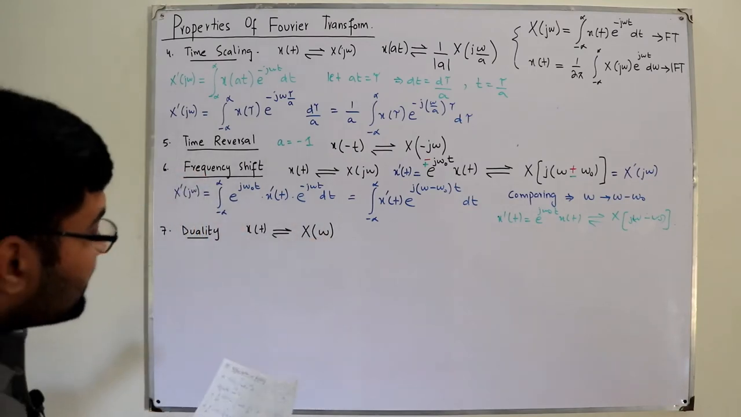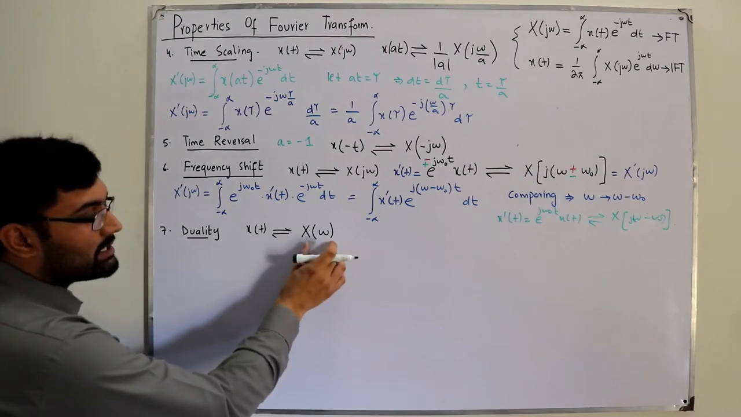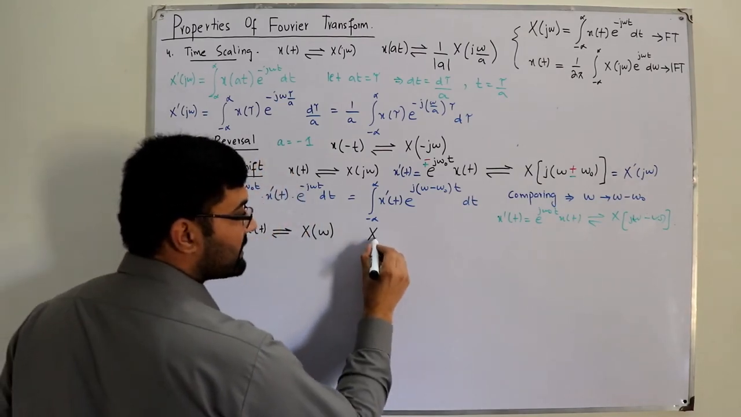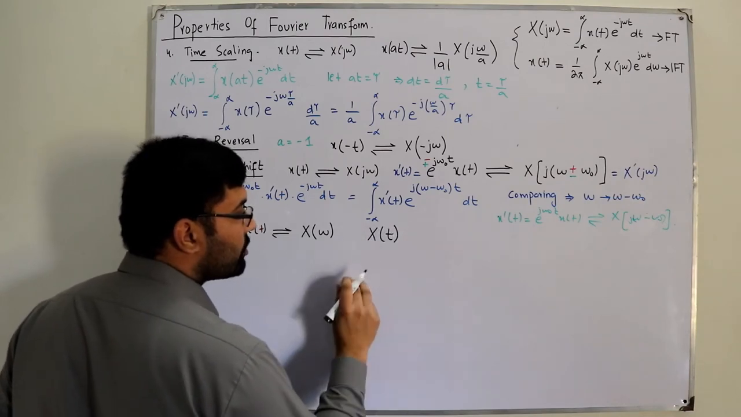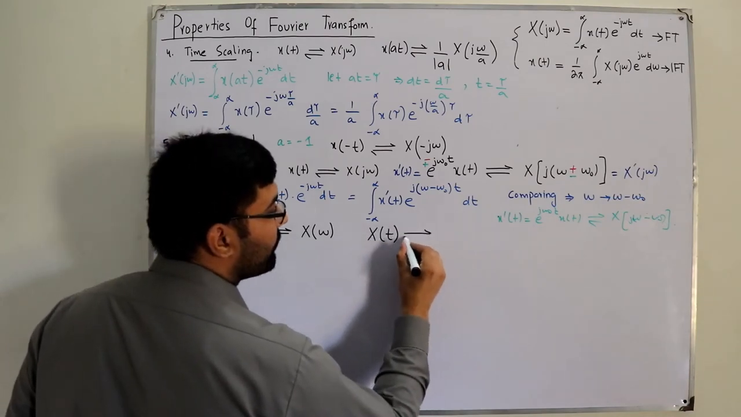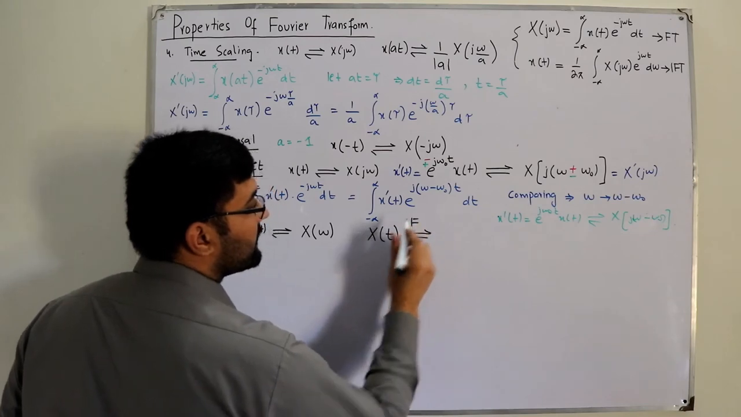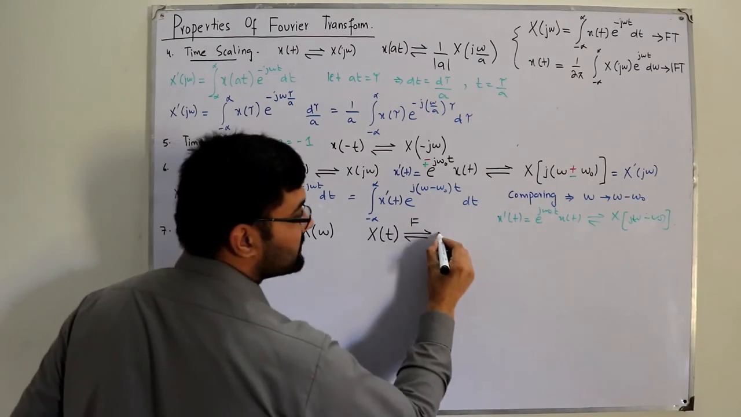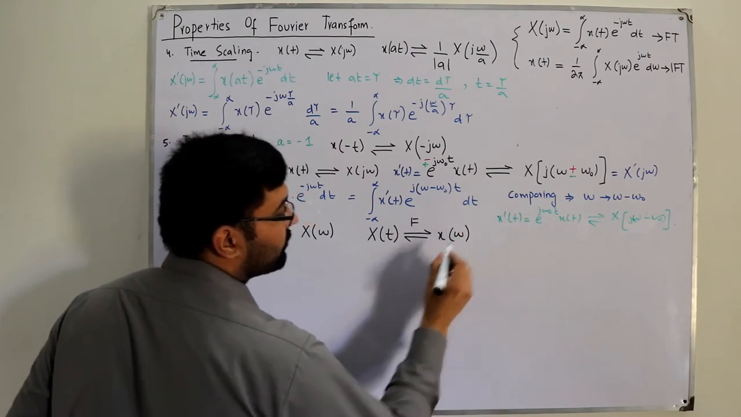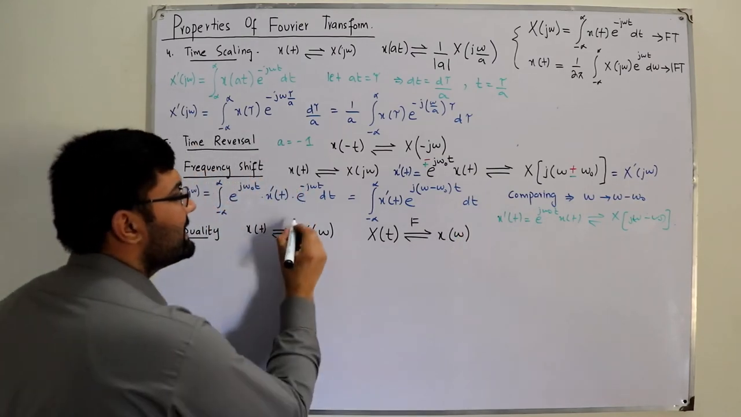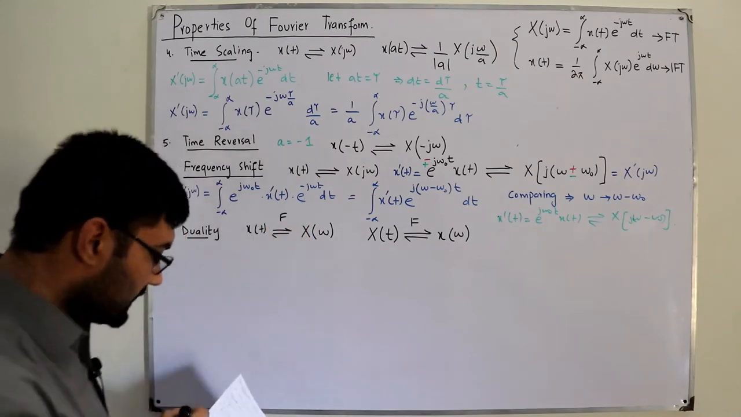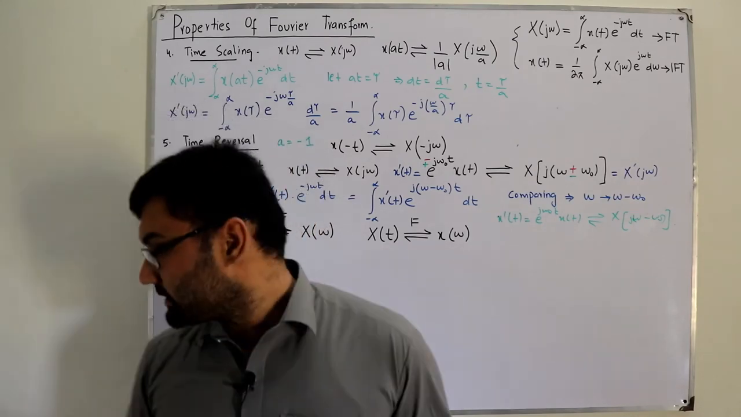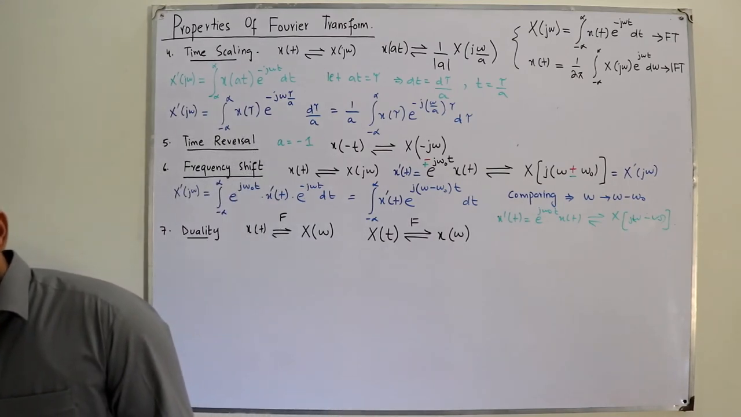Now, if we have such a signal in the time domain, which means if we have x of t in the time domain, this would have a Fourier transform such that this signal in the frequency domain, small x of omega. We've already seen it in an example in the previous video, but over here, let's prove it. This is an important property.